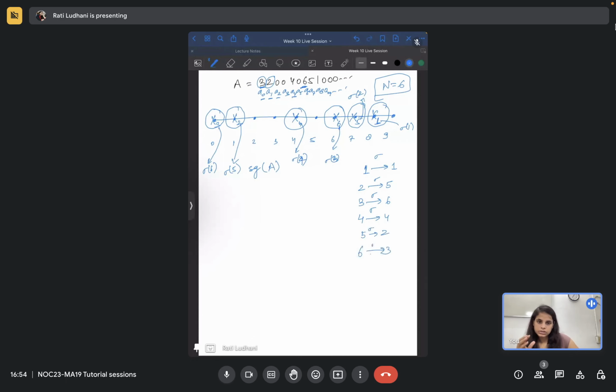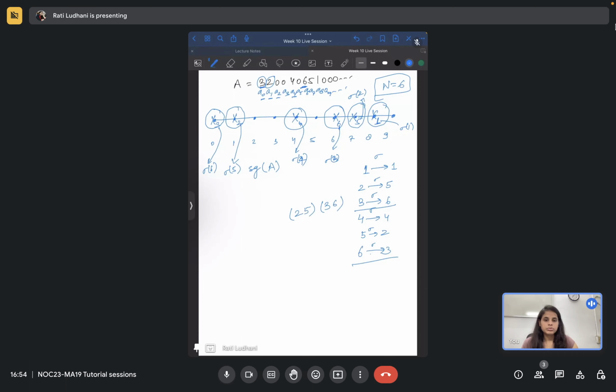So this is a bijection. You just need to find the permutation which it represents. 2 goes to 5 and 5 goes to 2, so this is a cycle. 1 goes to itself, no need to write. Now 3 goes to 6 and 6 goes to 3, so you have this cycle.